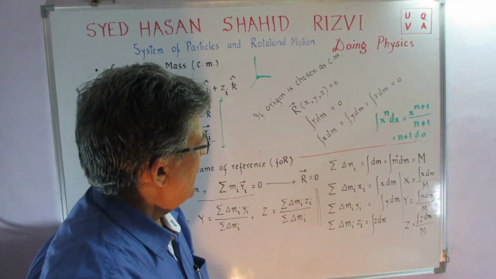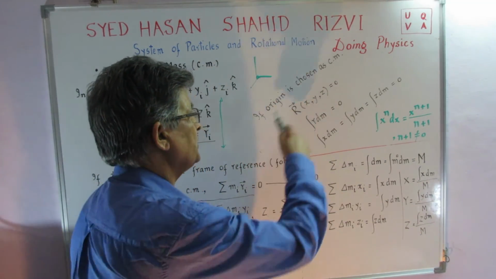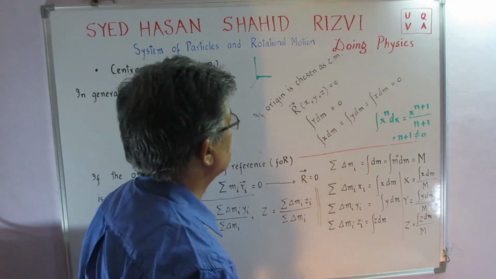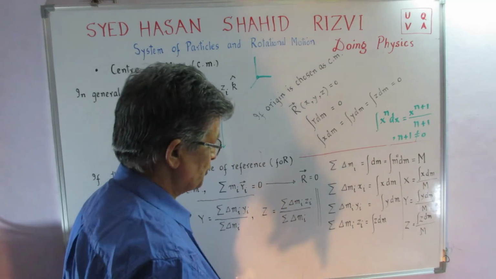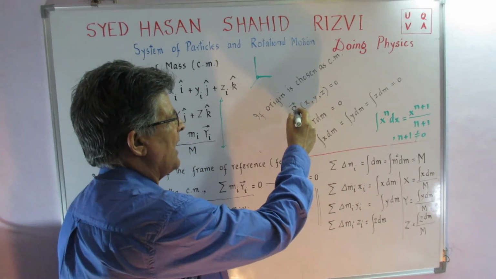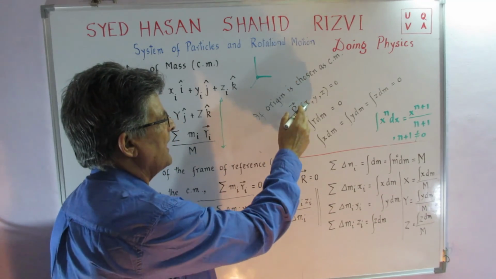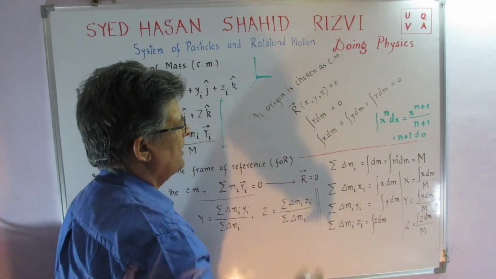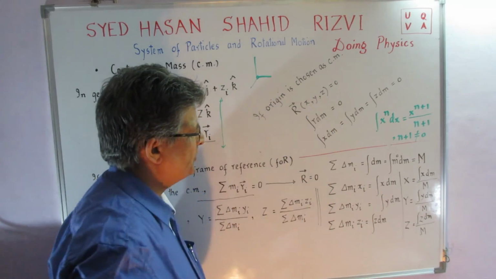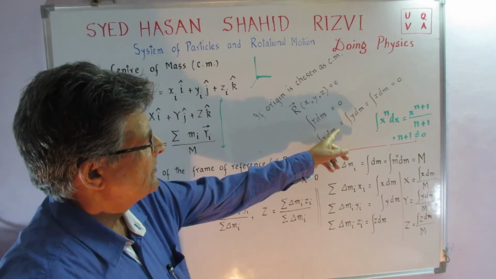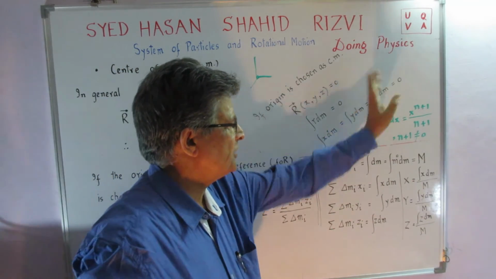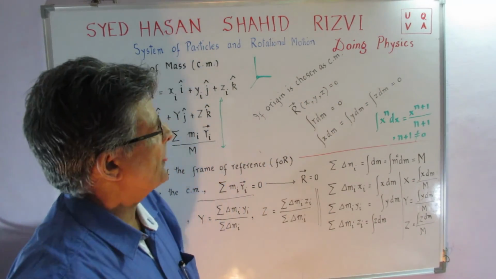Okay, and again, if the origin is chosen as CM, remember this is a very interesting thing, it is used as a tool. Then I get that the vector R, (x, y, z), is equal to 0. Integral R dm is equal to 0, which means integral x dm, integral y dm and integral z dm also turn out to be equal to 0.